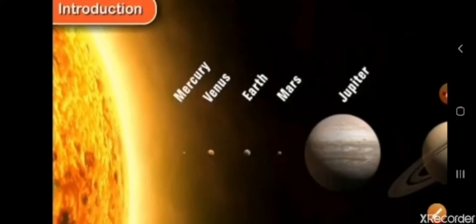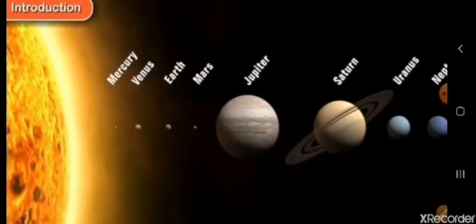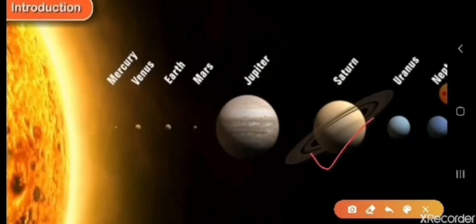After this we have Saturn. Children, Saturn is the sixth planet of the solar system. This planet has a ring around it. Children, this planet has a ring around it, and it is the second largest planet of the solar system. After Jupiter, this is the second largest planet of the solar system. So, children, it also has a ring around it.